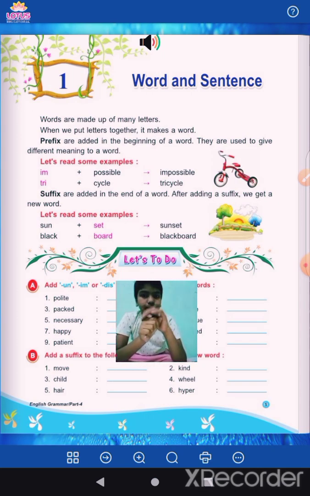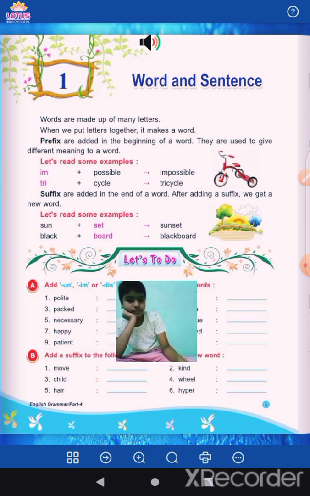When we put letters together, it makes a word. Prefixes are added in the beginning of a word. They are used to give different meanings to a word. Let's read some examples. In plus possible, impossible. Tri plus cycle, tricycle.